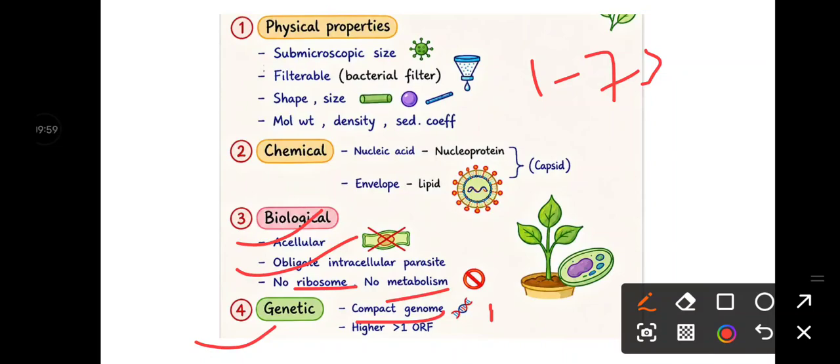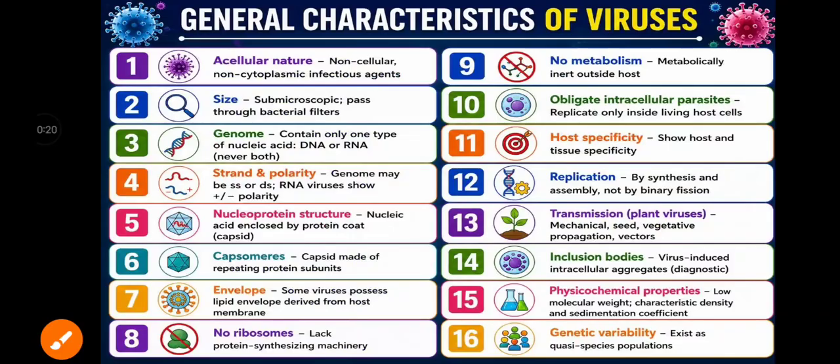Then the genome either contains a single or more than one ORF. In the satellite virus, generally one ORF is there, and more than one ORF is also there, up to 12 or 13 ORFs are also there in the plant viruses. So this is about the general characteristic, or you can say the nature of the plant virus.